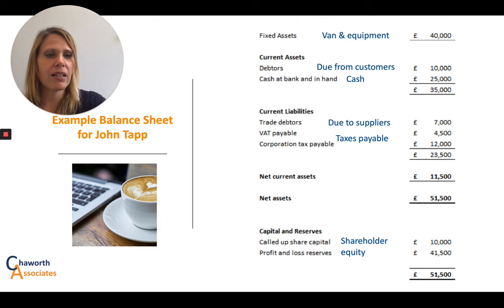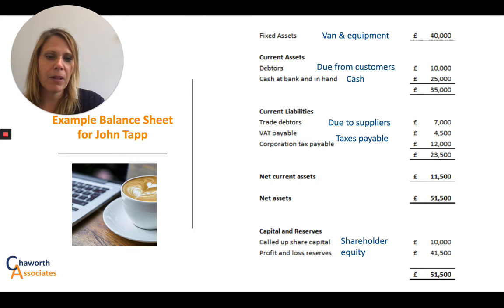So there we can see that his total assets that he's got are £75,000, being the 40 plus the 10 plus the 25. And then he's got his current liabilities of the 7, the 4.5 and the £12,000. So overall, his net assets are worth £51,500.